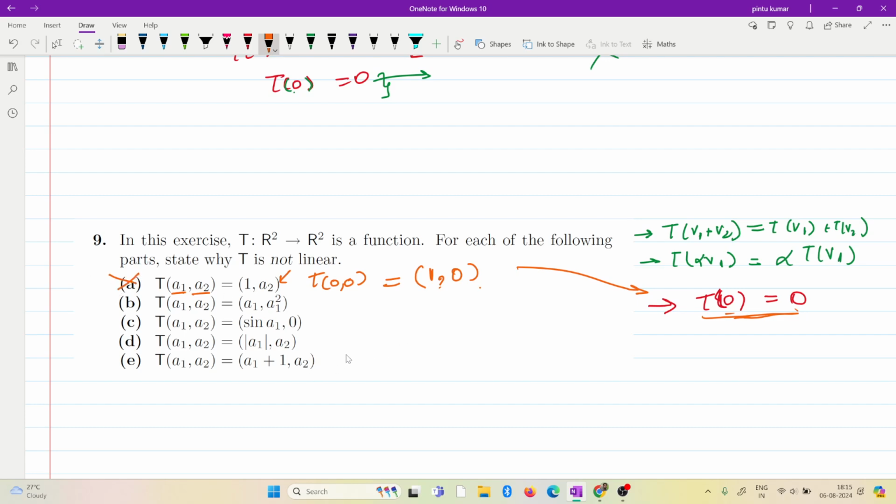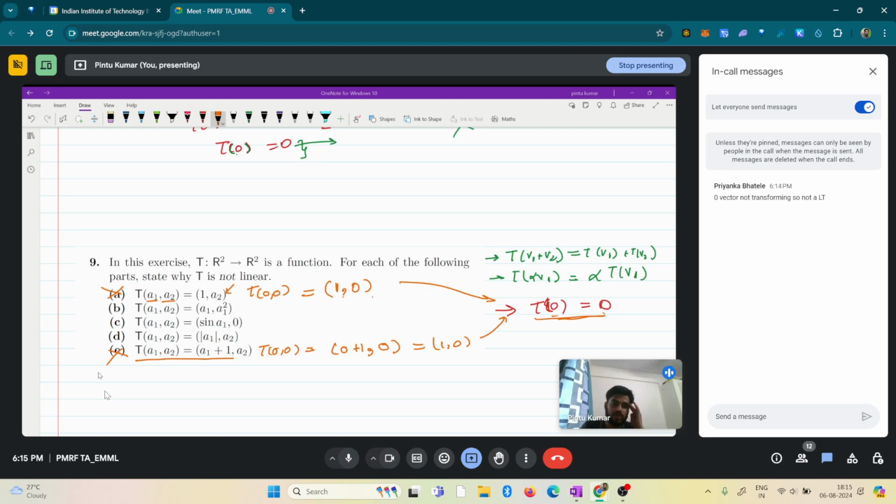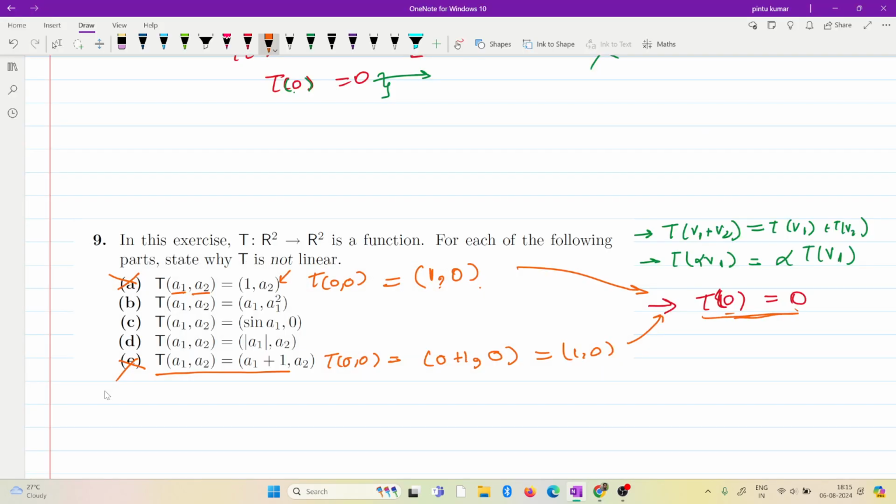I'll also solve one more question. If you look at the E part, here also if you take T of (0, 0), this is (0 plus 1, 0), again it's (1, 0). So using the same property, this can also be ruled out. Now take 1 or 2 more minutes to solve the B, C and D parts.